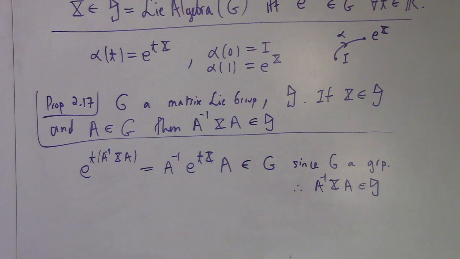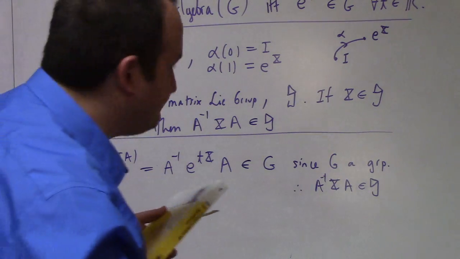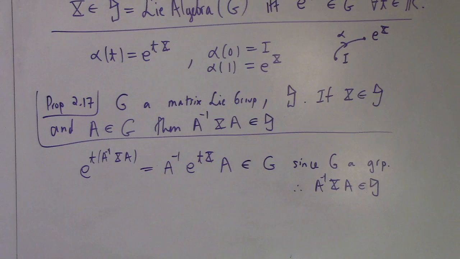So the point here is basically that frak g forms a real vector space. Okay, so how is that? That's Theorem 2.18.